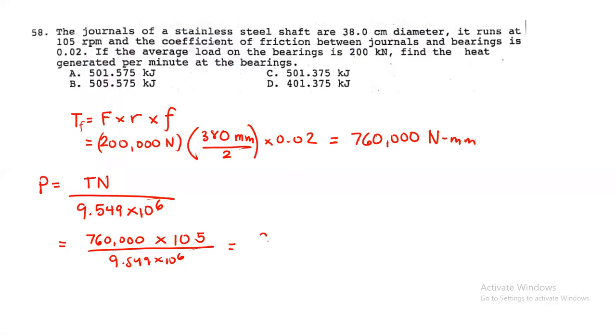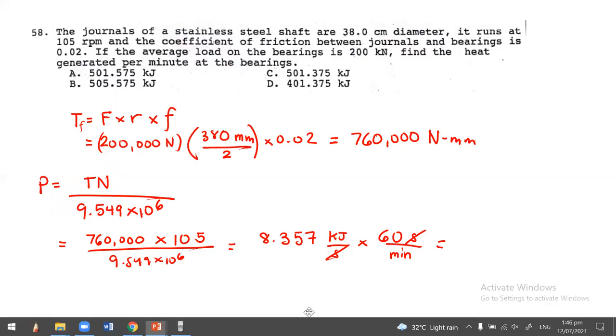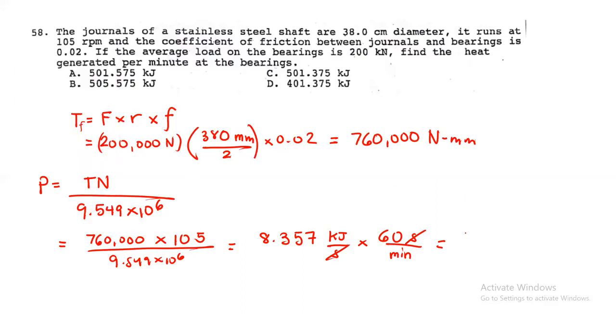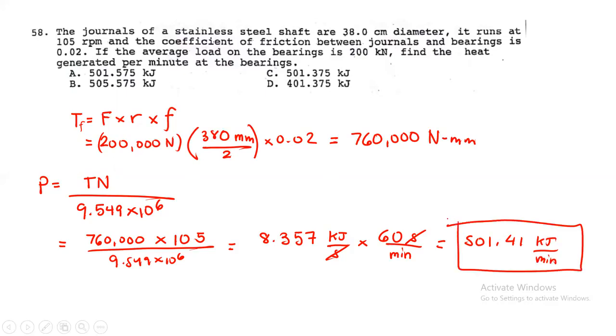So, 8.357. What is the unit of this? Kilowatts or kilojoule per second. So we multiply by 60 seconds per minute. So, the answer is 501.41 kilojoules per minute. So that is already the answer. What is the closest here? 501.575, this is the closest.